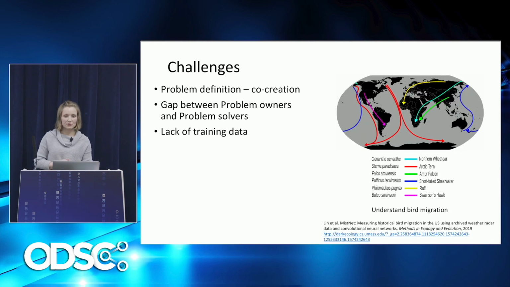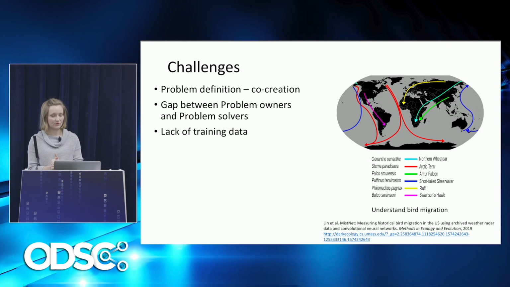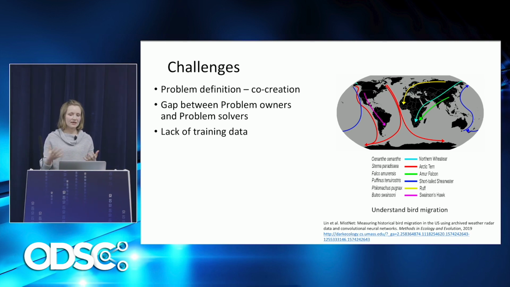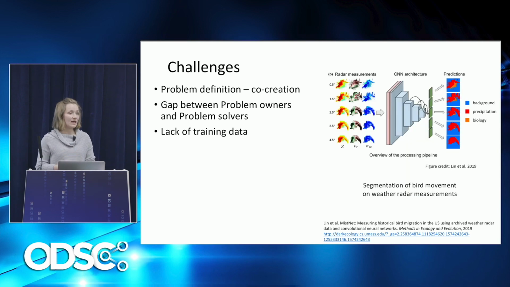An example of this is work done at the University of Massachusetts. These machine learners collaborated with ornithologists and decided to understand bird migration. Maybe in the US there are no sensors specifically to track bird migration, but there are a lot of weather radars. And so they realized that on these weather radars they can detect birds as well.